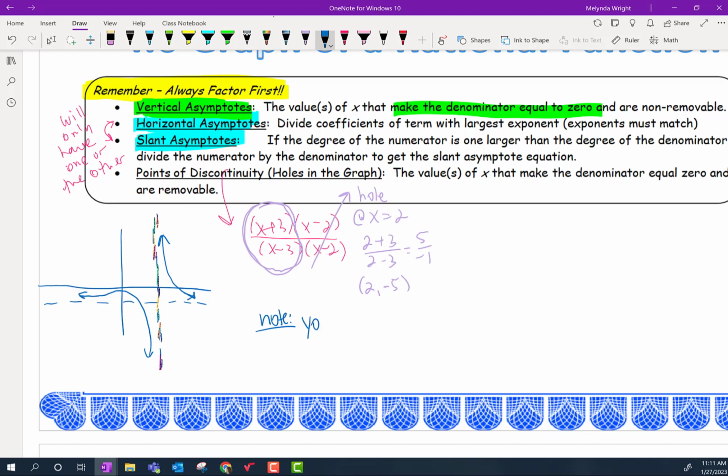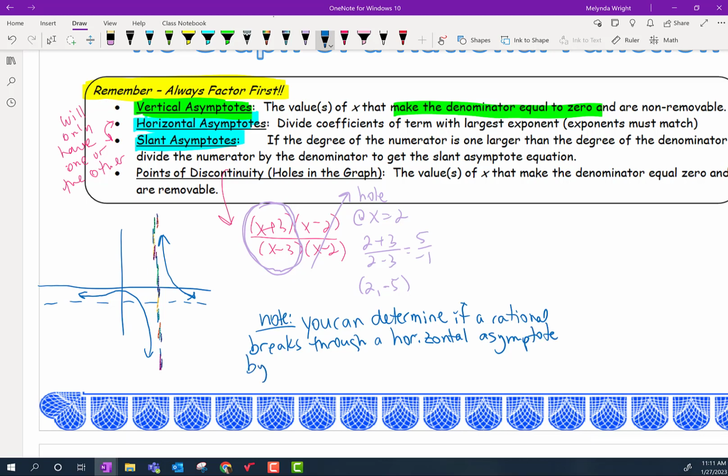And the note is you can determine if a rational function breaks through a horizontal asymptote by setting the equation equal to the y value of the asymptote.